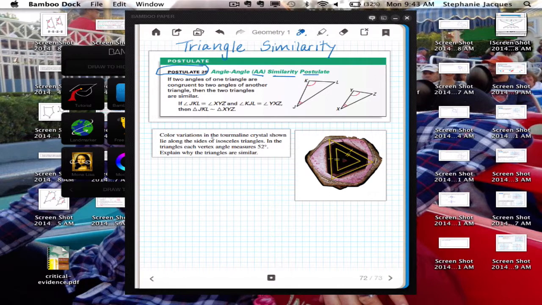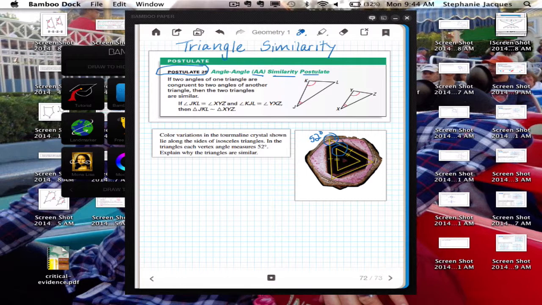So let's look at an example. Color variations in the tourmaline crystal shown lie along the sides of isosceles triangles. So they talk about how the color variations are along the sides of here. In the triangles, each vertex angle measures 52 degrees. So that means this one up here and this one up here, those are both 52 degrees. So we already have congruent angles. Explain why the triangles are similar.